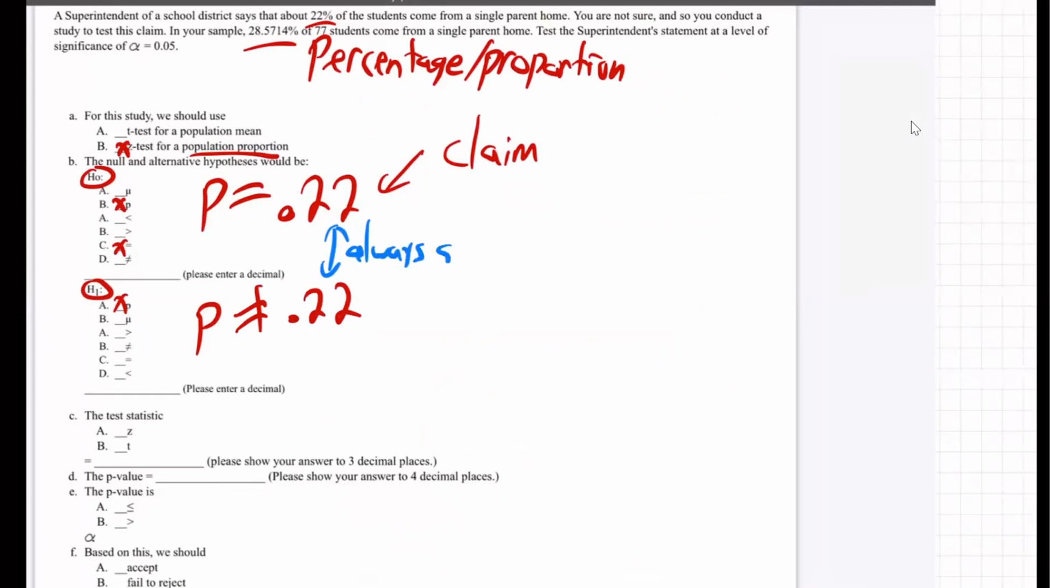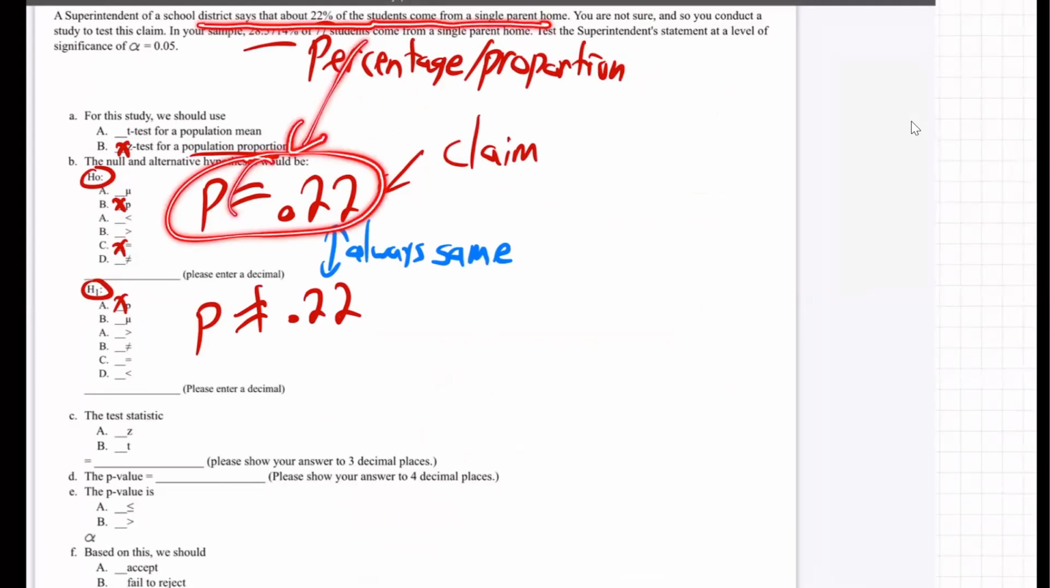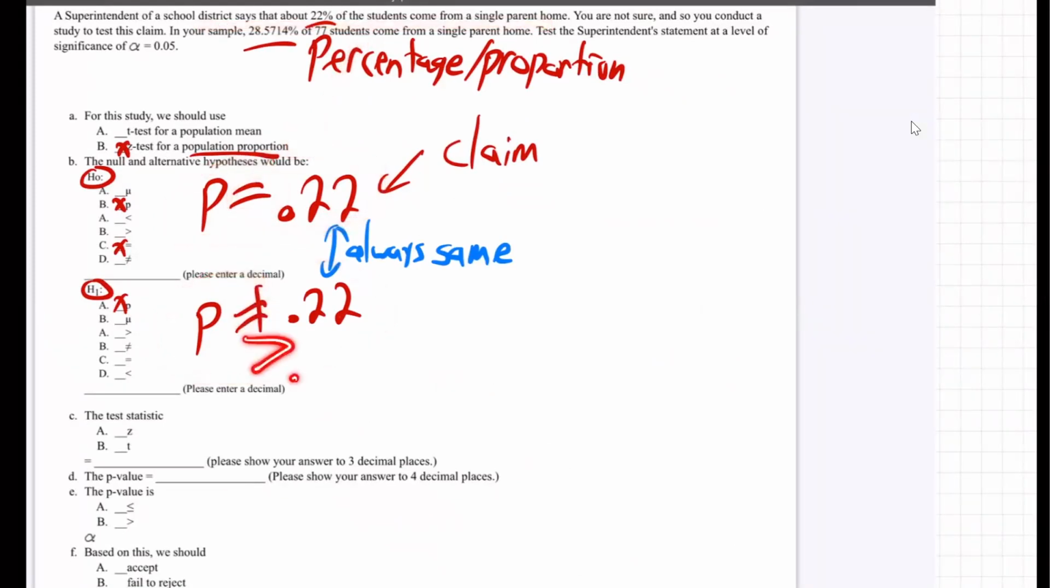Why? Because these are like two attorneys in a court of law arguing. One of them is saying, I think the real percentage of kids in the school that come from a single parent home is equal to 0.22. And the other attorney is saying, no, I think it's not equal to 0.22, meaning different, not the same as. So he's not saying it's greater than 0.22. He's not saying it's less.